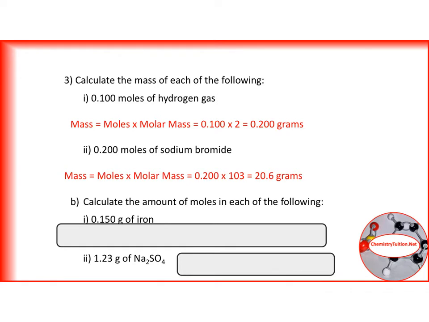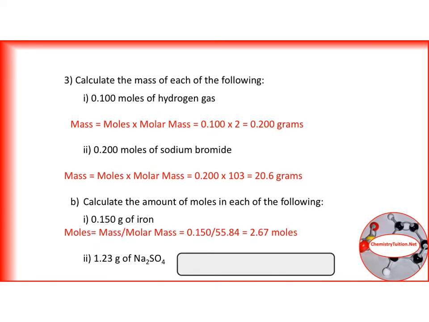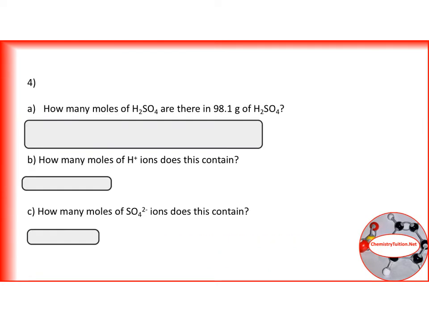We're now going to calculate moles from mass, so moles is mass over molar mass. So for iron, it's 0.15 divided by 55.84 to give us 2.67 moles. And sodium sulfate, we divide our mass by 142 to give us 0.00880 moles. So this was a little bit of a cheeky question.